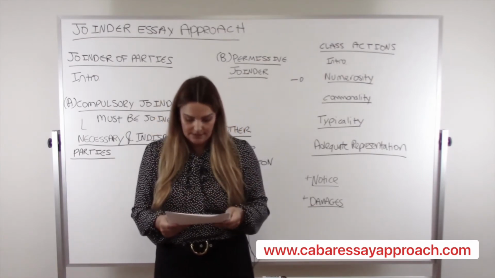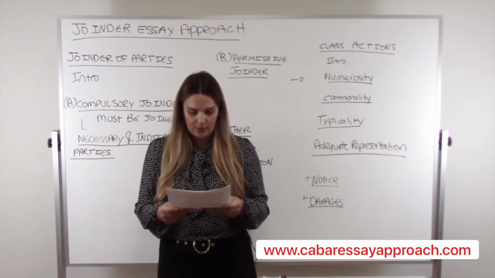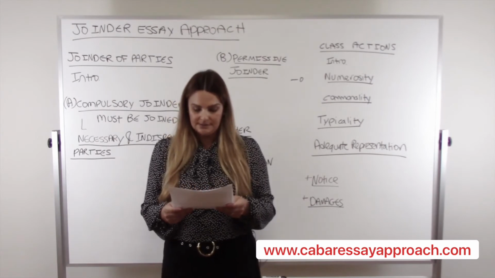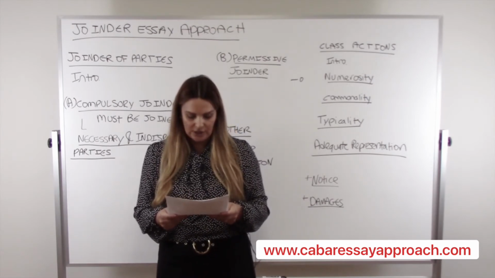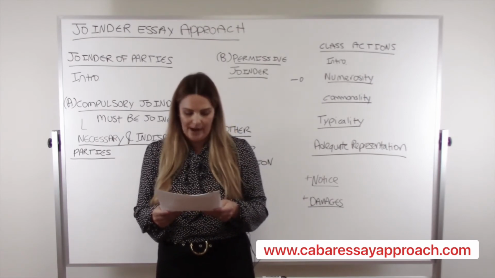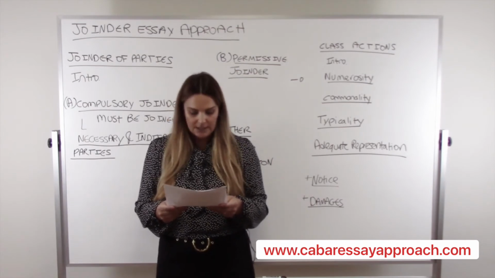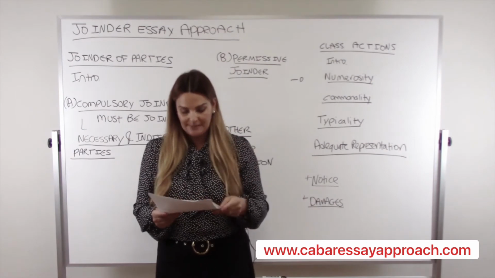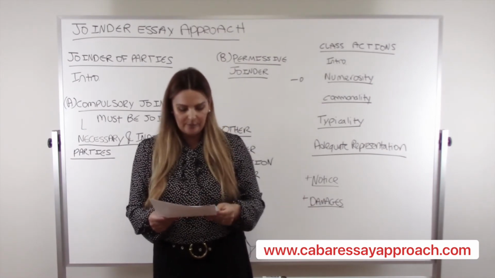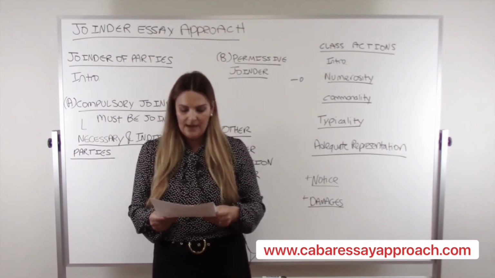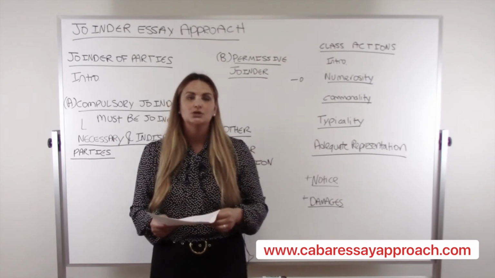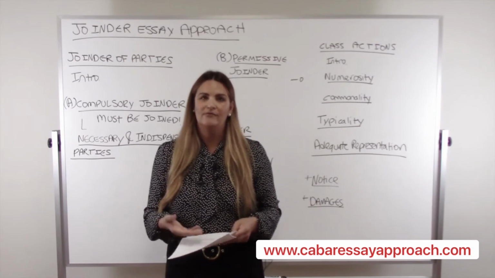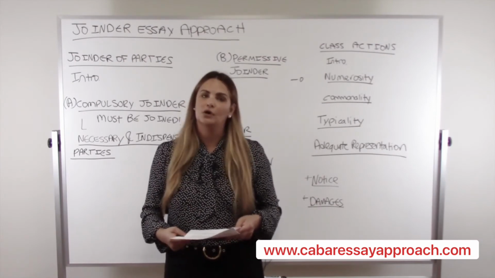Factors for the court to consider include the extent to which a judgment rendered in the person's absence might prejudice the person or the existing parties, the extent to which any prejudice could be lessened or avoided by protective provisions in the judgment, shaping the relief or other measures, whether a judgment rendered in the person's absence would be adequate, and whether the plaintiff could have an adequate remedy if the action were dismissed for non-joinder. So those are factors the court should consider. You should know them, you should memorize a few of them and be able to discuss them for a compulsory joinder issue.